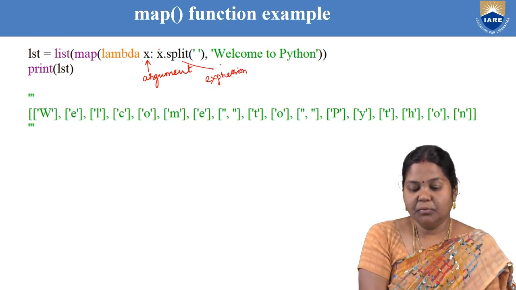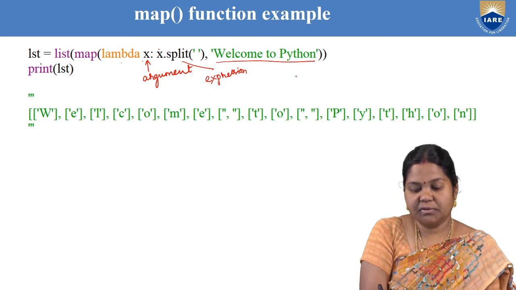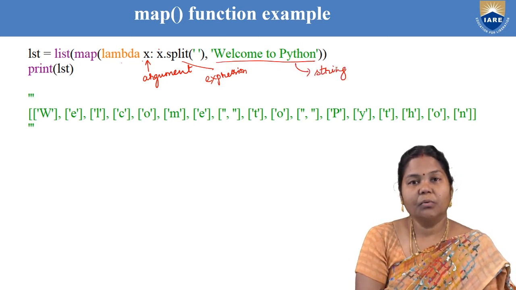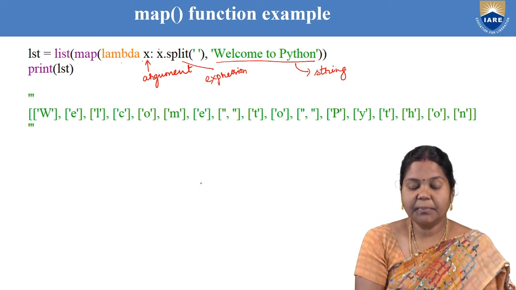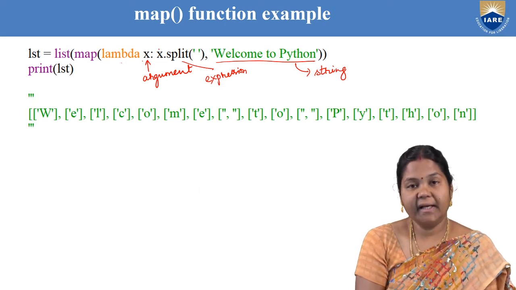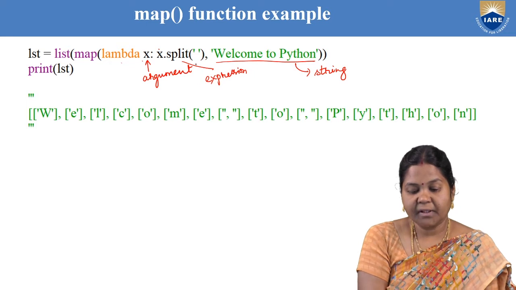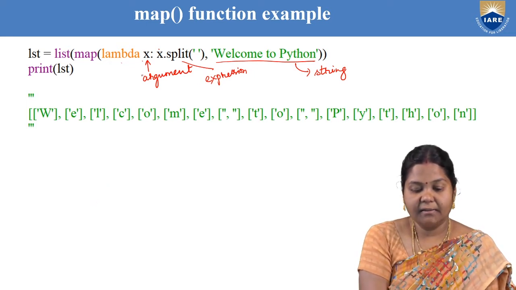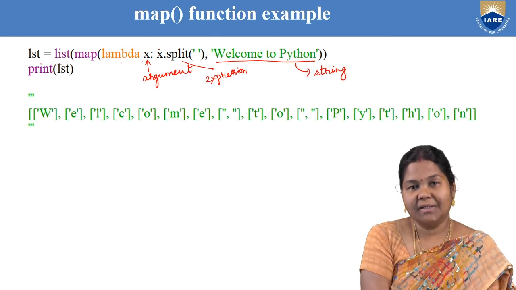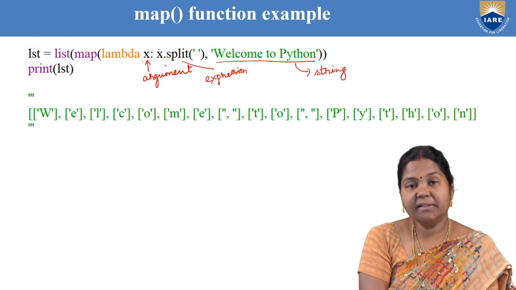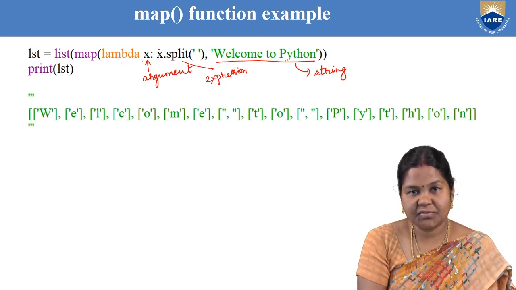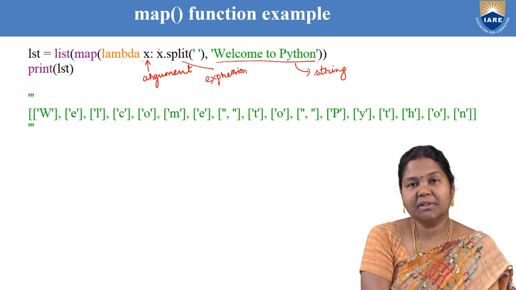We are providing one string here. A string is a sequence of characters. Now what will it do? It will split character by character using the x.split method, and then it is stored into a list. So the map will apply this split function on each and every character of the string, and then finally store it into a list.